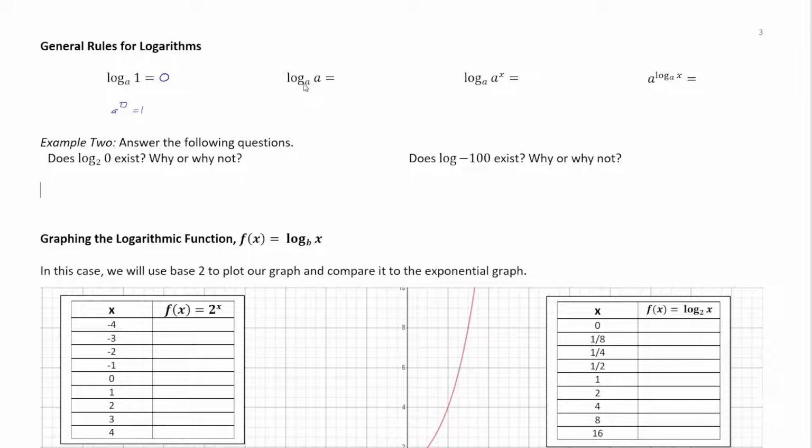Think about this next rule. Log a base a. Again, the question you're asking yourself: what exponent on a would give me back a? And that's just 1.